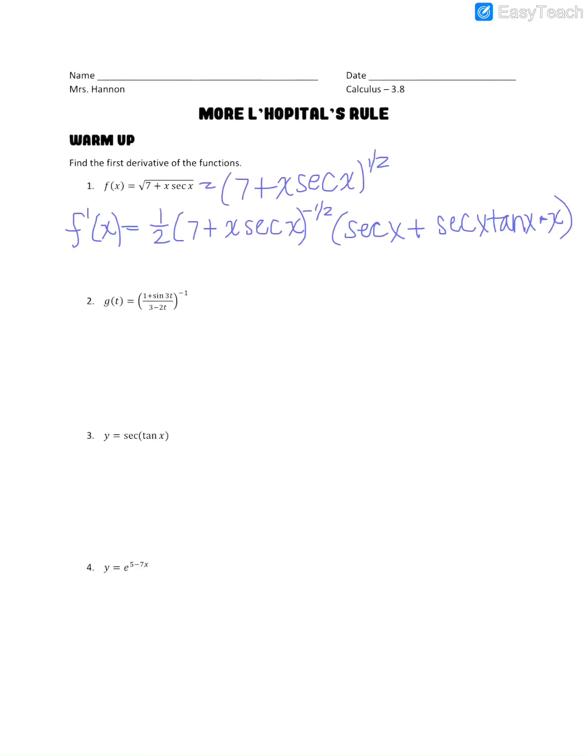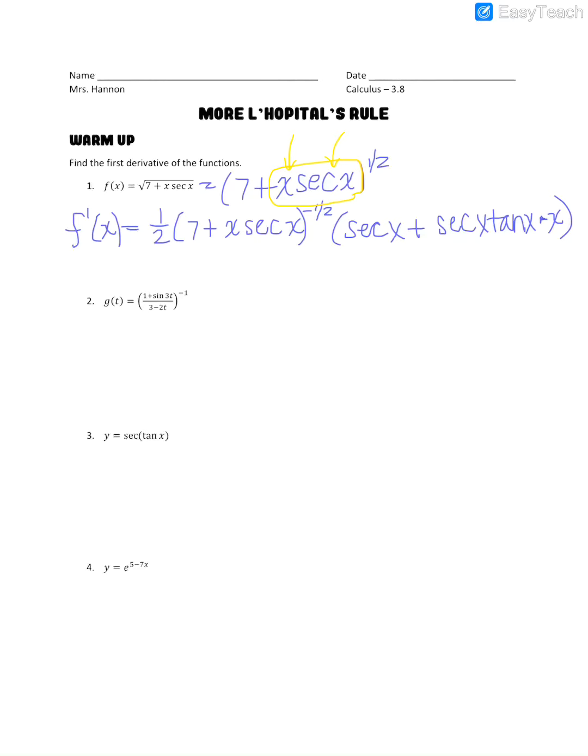I hope that didn't confuse you at all. I was never talking about the 7 when I was saying first and second, because the 7 is a constant, so the derivative is nothing. So when I was saying the first and the second, I'm really just talking about the x being the first and the secant x being the second. Okay, number 2.